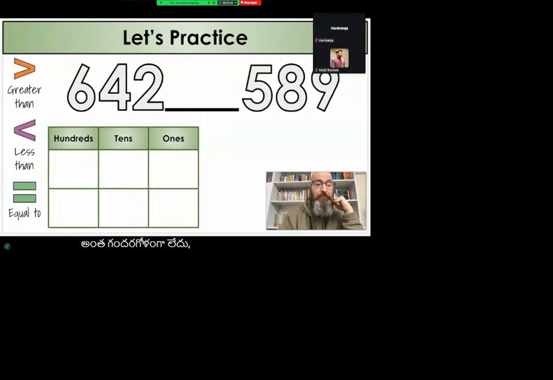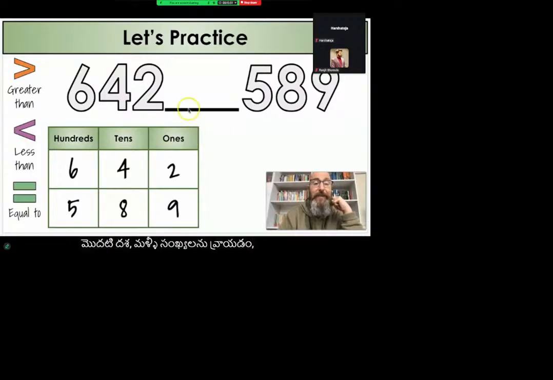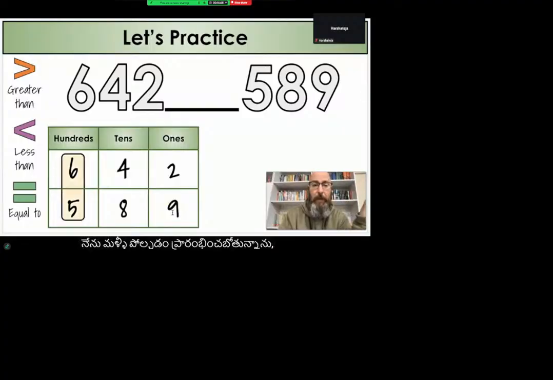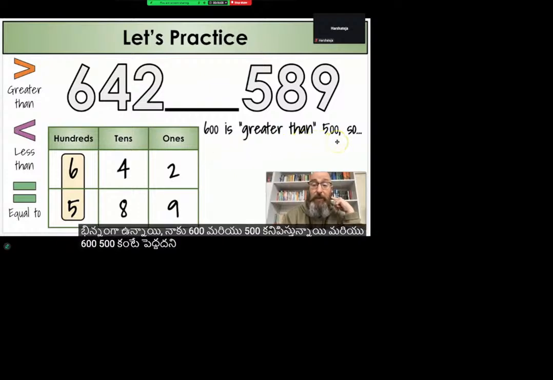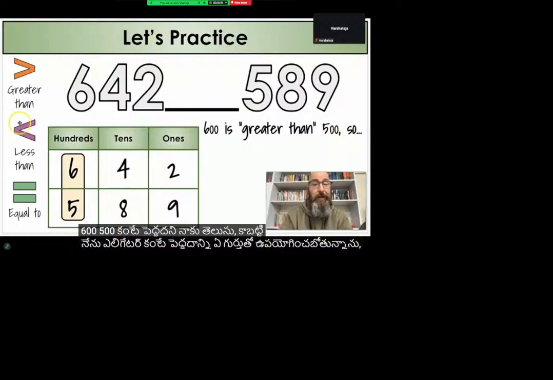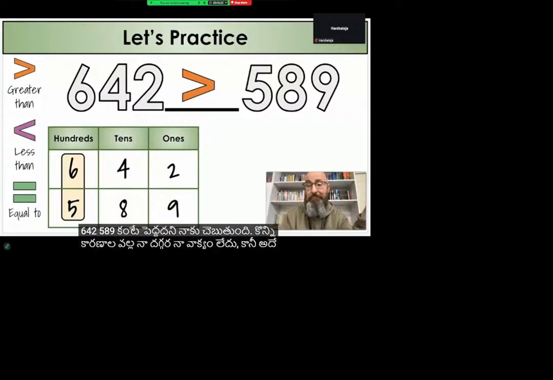Let's do another one. Again, I have two different numbers. Step one, of course, again, is to write the numbers down. So I have 642, 589. I'm going to start comparing again. Oh my, the very first number, they're different. I see a 600 and a 500, and I know 600 is greater than 500, so what symbol am I going to use? The greater than. Alligator wants to eat that bigger number, which tells me that 642 is greater than 589. For some reason, I don't have my sentence, but that's what the sentence would be.